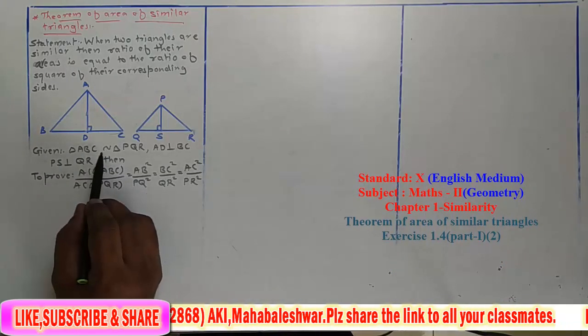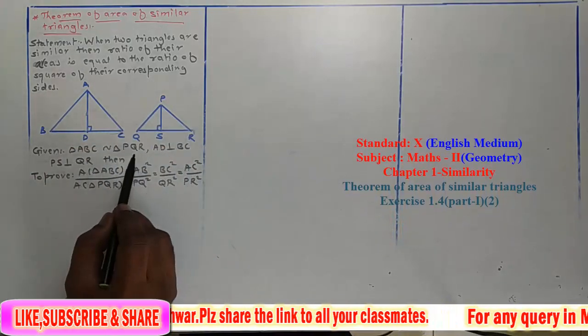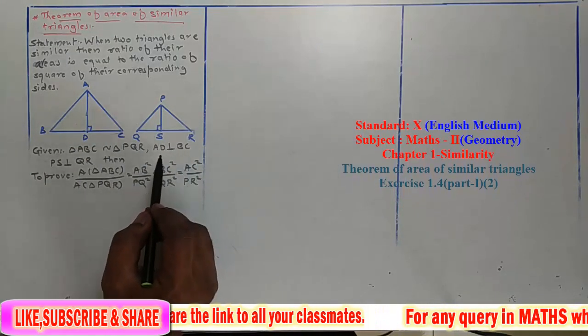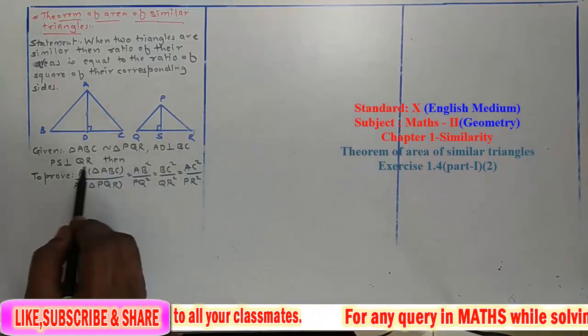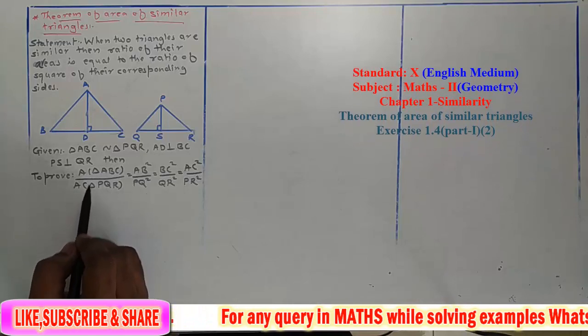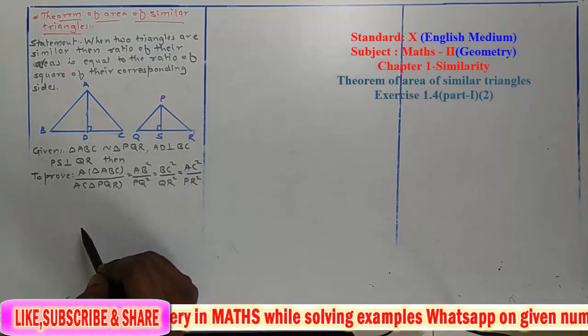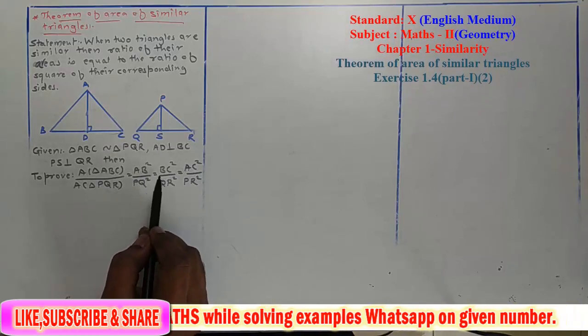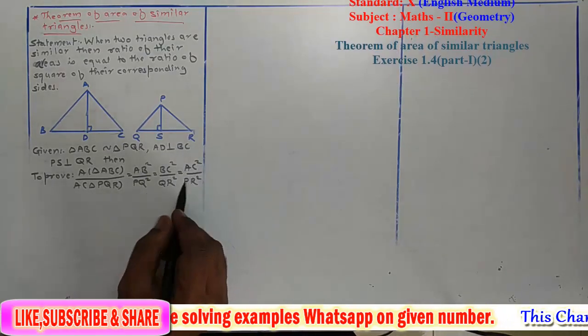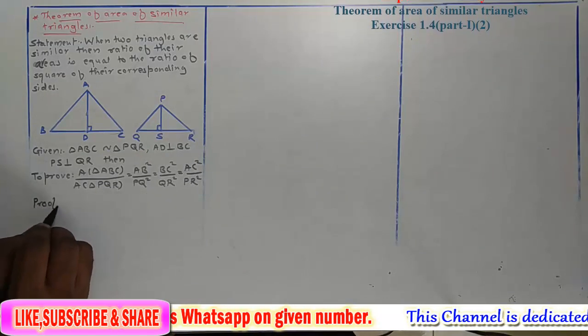Given triangle ABC is similar to triangle PQR. Here those two triangles we took here, ABC and PQR, those two triangles are similar. Consider AD is perpendicular to BC and PS is perpendicular to QR. Then we have to prove that ratio of their areas is equal to ratio of square of their corresponding sides. That is AB square upon PQ square is equal to BC square upon QR square is equal to AC square upon PR square. Okay, we start proof here.